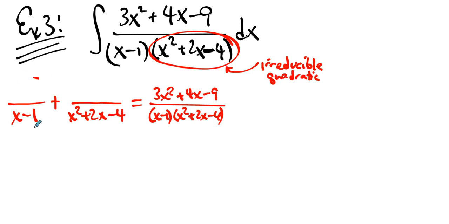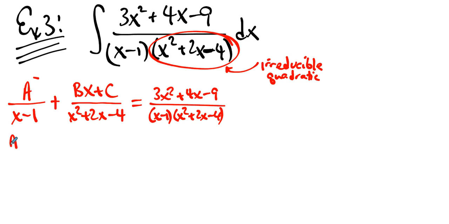Well, this has to be a proper fraction, which means that this can't have an x to the 1, so it has to be a number. And this has to be a proper fraction, so this can't have an x to the 2, but it could have an x to the 1. This is a linear factor. Now we just have to figure out what a and b and c are. So how do we do that?